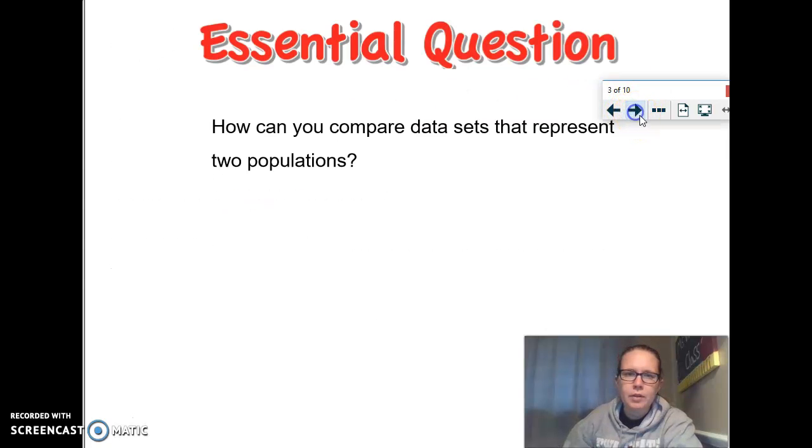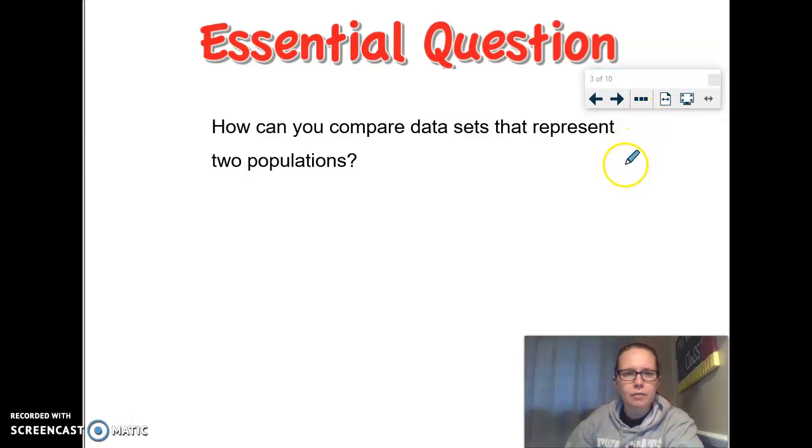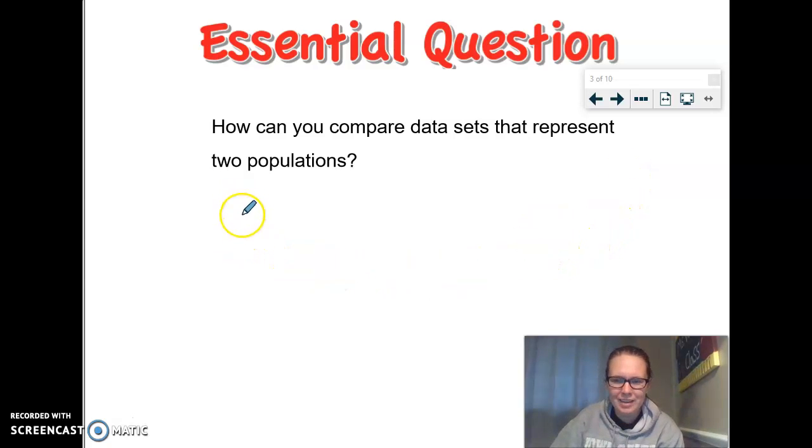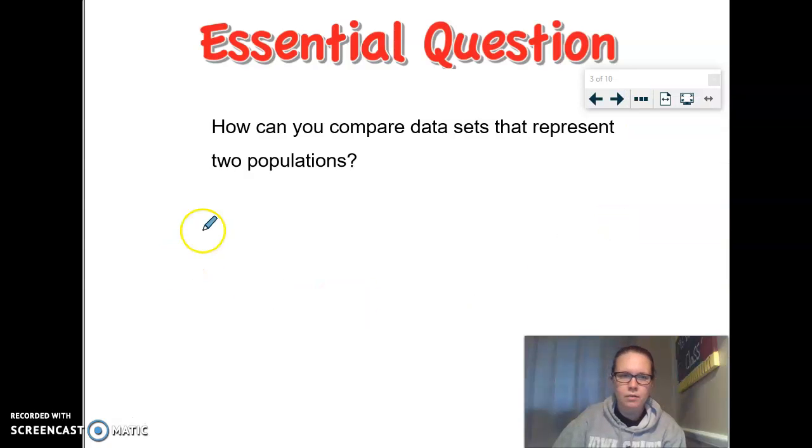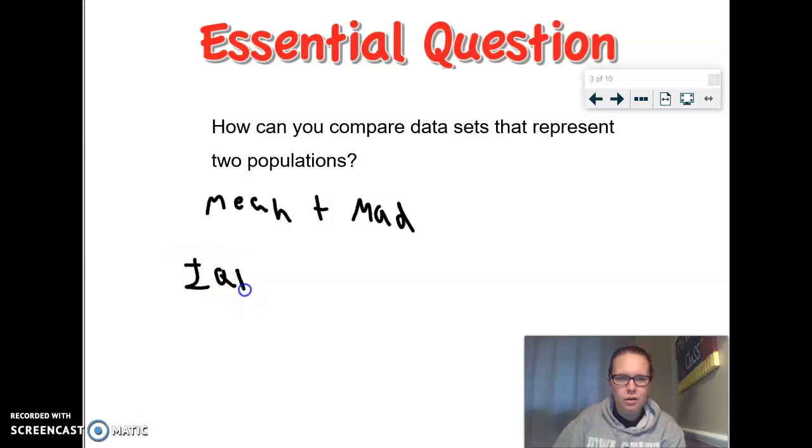Skip the warm up. So essential question is, how can you compare data sets that represent two populations? Well, when we were talking about comparing sets of data, we're talking about measures of center. So that's either going to be your mean and your MAD. Let's write that down. Or you're going to have your IQR and your median.